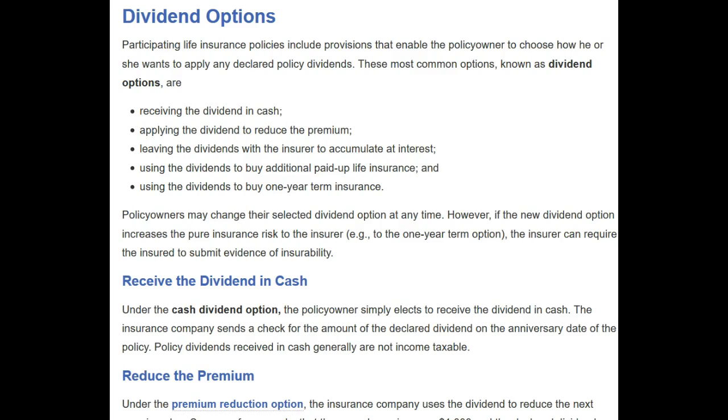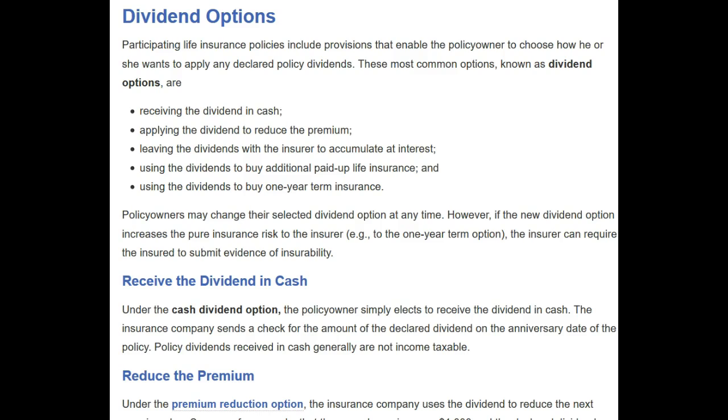Policy owners may change their selected dividend option at any time. However, if the new dividend option increases the pure insurance risk to the insurer, e.g. the 1-year term option, the insurer can require the insured to submit evidence of insurability.